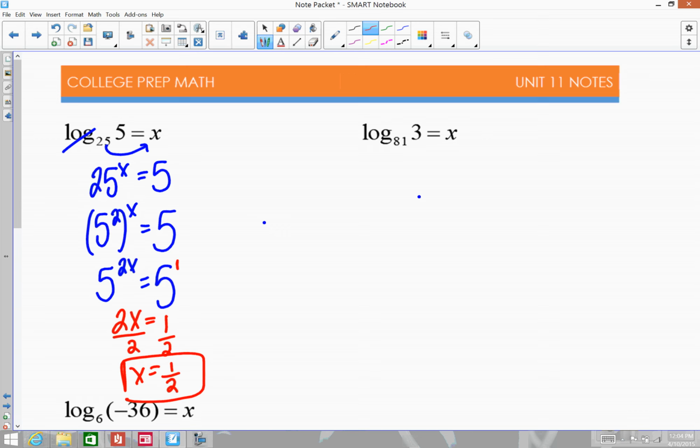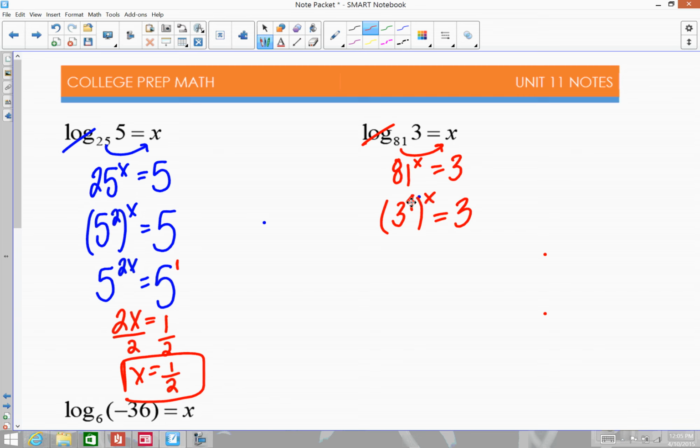So looking at this example here, we drop the log, swing the base, so we have 81 raised to the x equals 3. So again, it's hard to think about how can I go from 81 down to 3? What power do I raise it to? I know it's going to have to be raised to a fraction because it's getting smaller, but it's not as obvious. So again, take 81 and write it as something with base 3. So 3 to the 4th is going to give me 81. 3 times itself 4 times gives me 81.